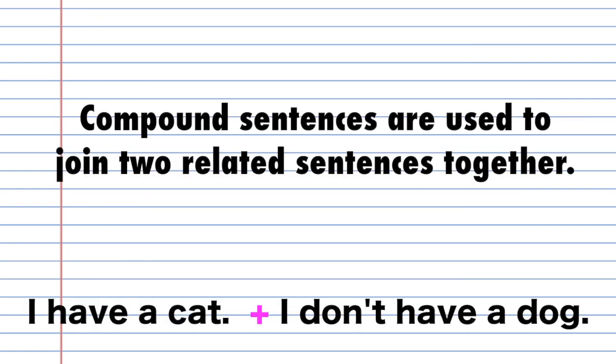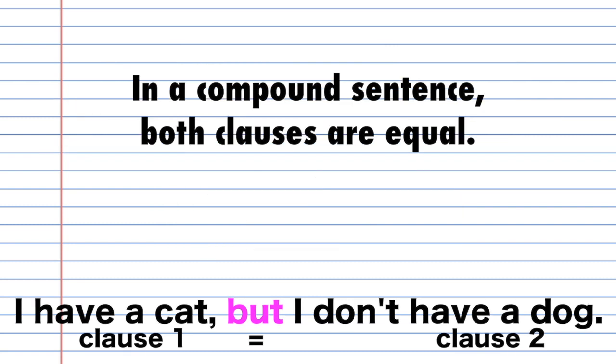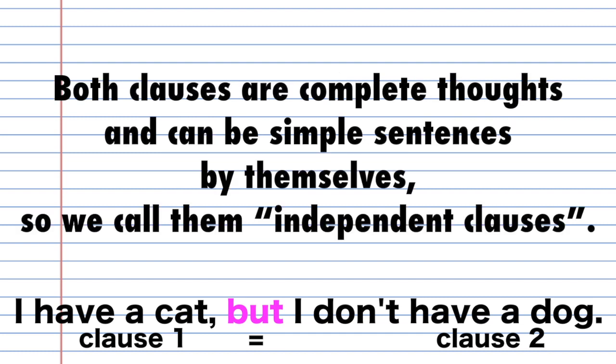Compound sentences are used to join two related sentences together. To make a compound sentence, we can take two simple sentences, and when we put them together into a compound sentence, they become clauses. In a compound sentence, both clauses are equal. Both clauses are complete thoughts and can be simple sentences by themselves, so we call them independent clauses.